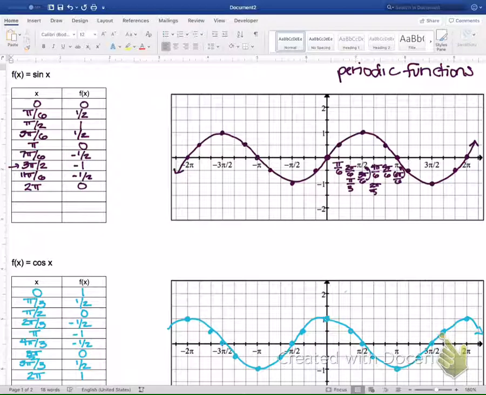Okay. We're going to talk about some questions involving these in your notebooks in just a minute. But we're going to finish our tangent graph first. So once you're done, flip to the back. We're going to talk tangent, which is very much different than these two.